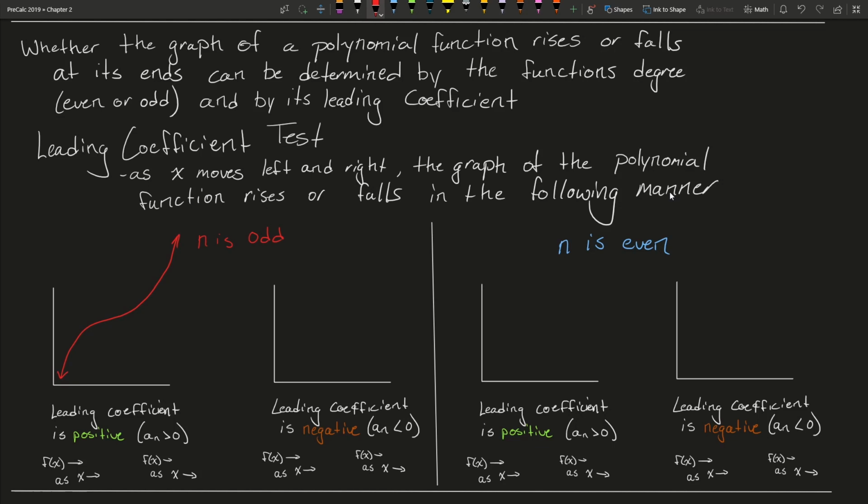So as x approaches negative infinity, as it moves to the left, f(x) is also going down. So that also approaches negative infinity. As x approaches positive infinity, as it goes right, f(x) is also going up toward positive infinity.